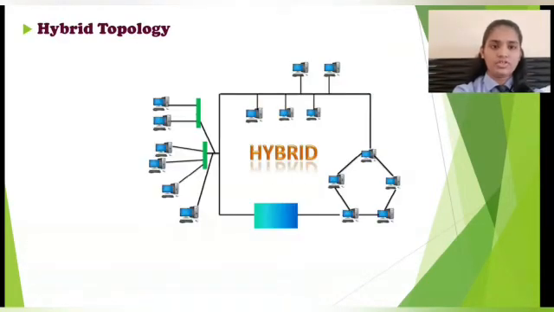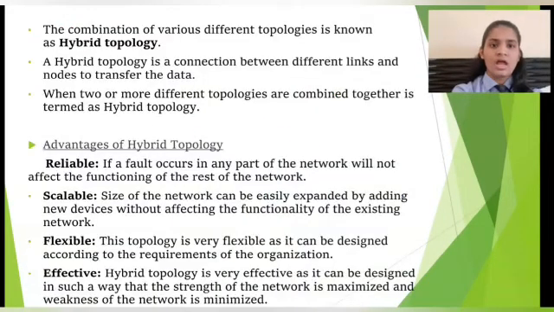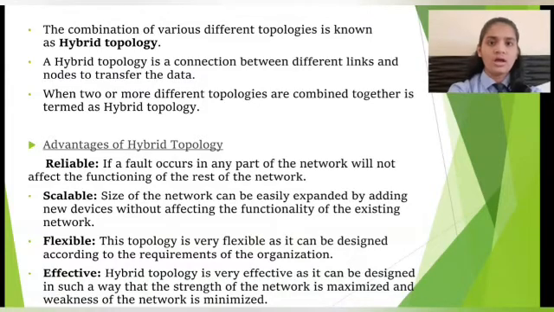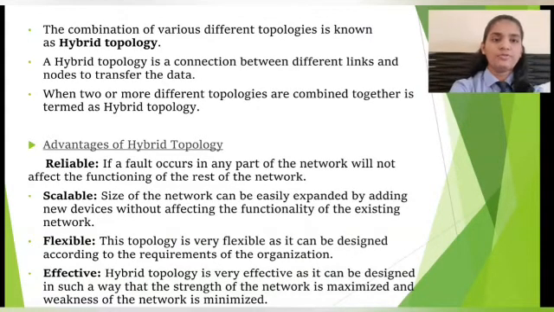Hybrid topology. The combination of various different topologies is known as hybrid topology. A hybrid topology is a connection between different links and nodes to transfer the data. When two or more different topologies are combined together is termed as a hybrid topology. Advantages of hybrid topology: reliable, scalable, flexible, and effective.